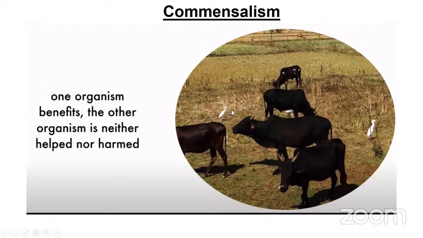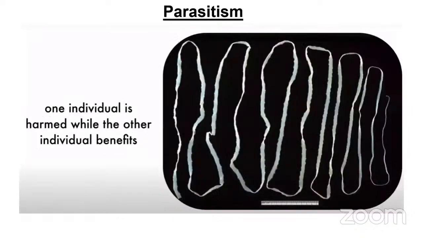So this is a type of relationship which is known as commensalism, in which the buffalo is not getting benefit but the bird is getting benefit because of the physical association between the two, buffalo and the bird. Now the third type of symbiosis is called parasitism. In this, one individual is harmed while the other individual gets benefit.